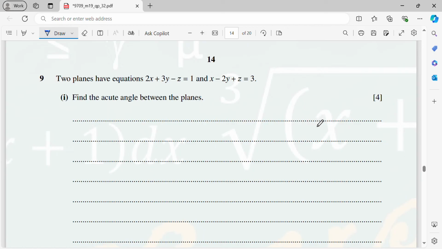Okay, question number 9. Two planes have equations, right? Find the acute angle between the planes. So now this plane equation has been moved to further maths. Okay, so anyway, I will just solve it.